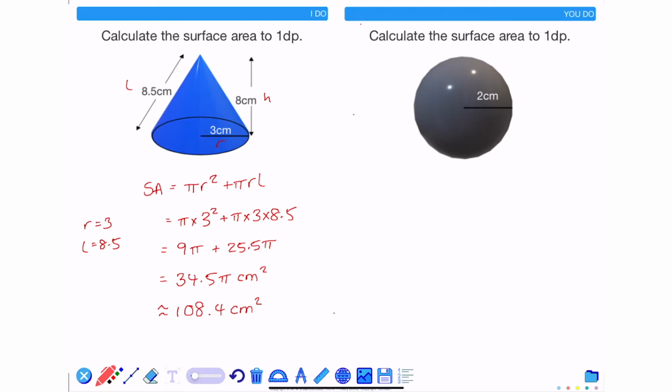For the question on the right-hand side, I need to calculate the surface area of a sphere. The formula for the surface area of a sphere is 4 pi r squared. Pause the video here and have a go at the question. When you're ready for the answer, press play.